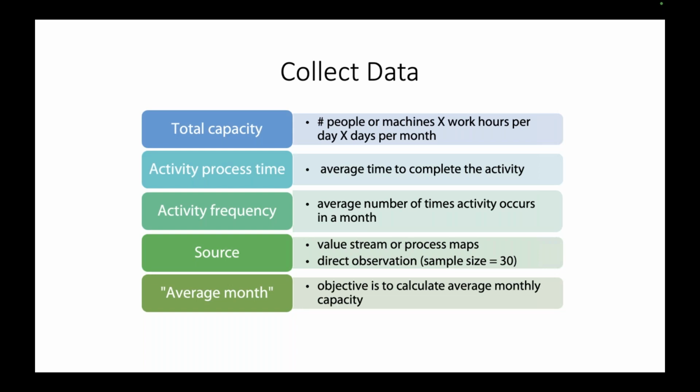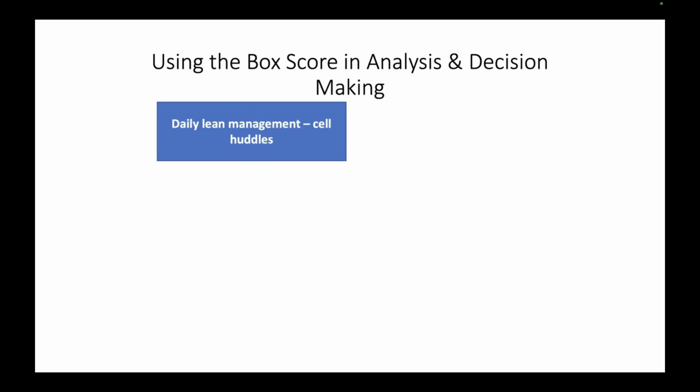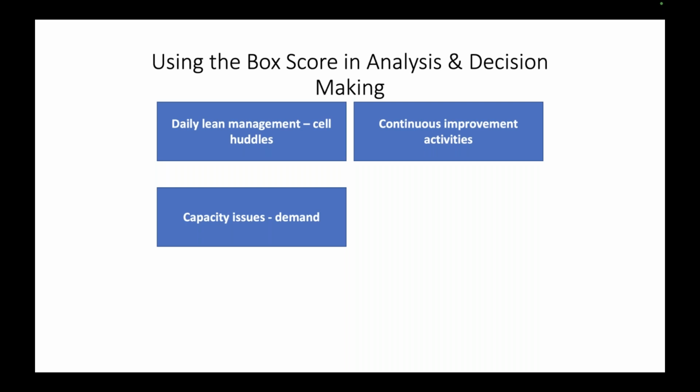After you've calculated your current state capacity, you've built your first box score. Now you can go into demonstrating. So this is analysis and decision making. Where do you want to use it? Daily lean management. We want to put our huddles, our daily lean measures in the cells. Measuring continuous improvement through the box score. Understanding capacity. When do we have to get more capacity if demand is going up?